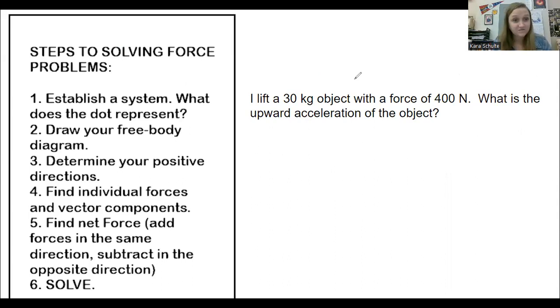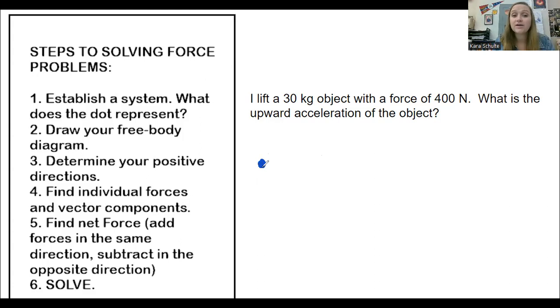You're going to solve for each individual force that you're capable of solving for without summing the forces. Then you're going to find your net force. Every force that acts in the same direction adds. Every force that acts in a different direction subtracts. And then you're going to solve for whatever the problem's asking you for. So we're going to do this. If I lift a 30-kilogram object with a force of 400 newtons, what's the upward acceleration?